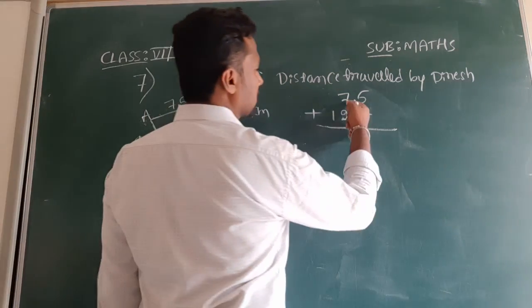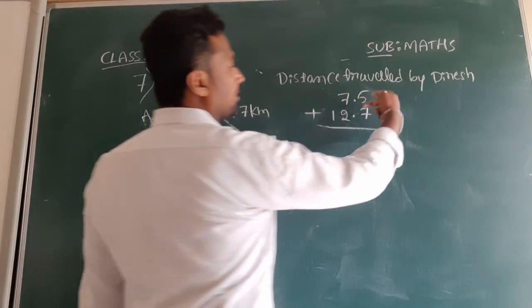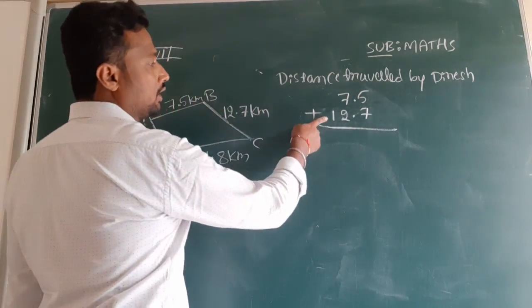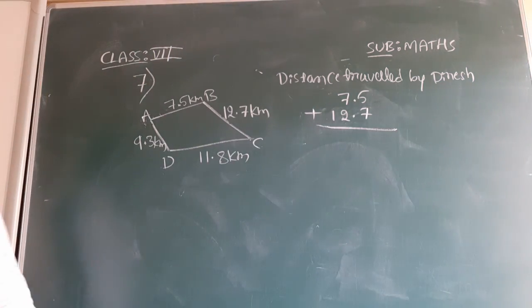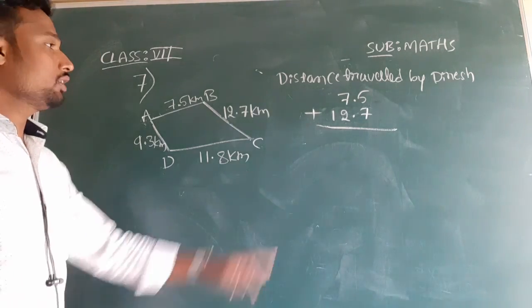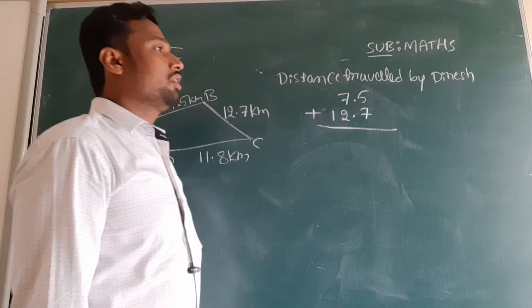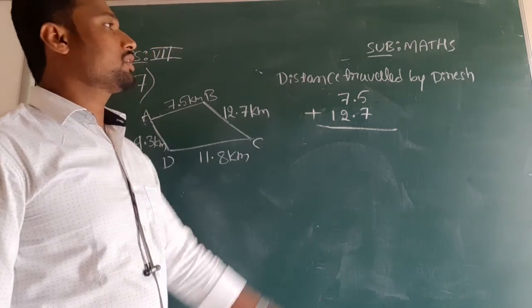And while writing these values, decimal numbers, we should be careful with the positions of the numbers. Below this ones position value we should get the ones value only, and below this tens value we should get the tens value. Here we have 1 in the tens position, so we have to write it in the tens position only.